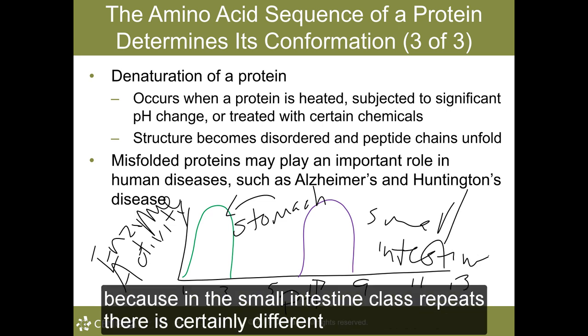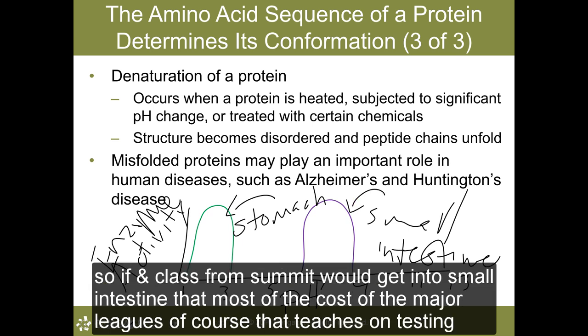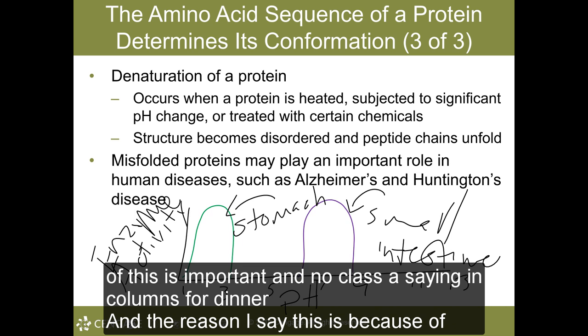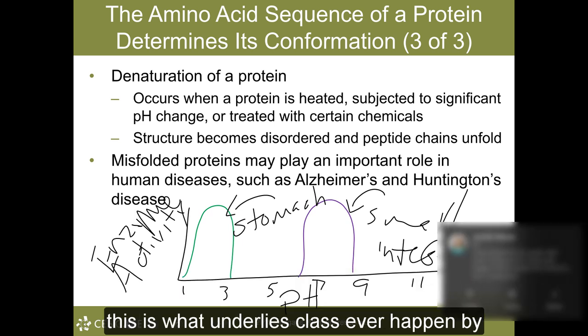Because in the small intestine, class, the pH there is certainly different. So if an enzyme from the stomach were to get into the small intestine, it would most definitely be denatured, because of course the pH of the small intestine would be pretty much 7, meaning more neutral than the pH of the stomach. So this is important to know, class, and I would put it in your everyday lives. And the reason I say this is because this is what underlies everything happening in the body.